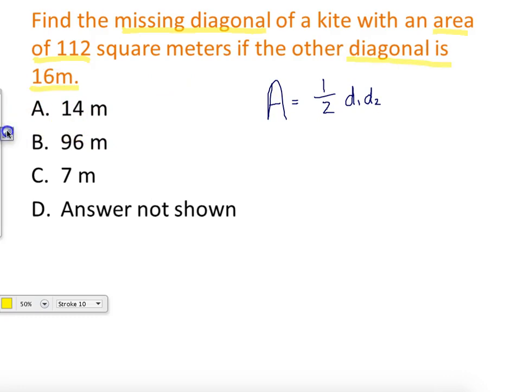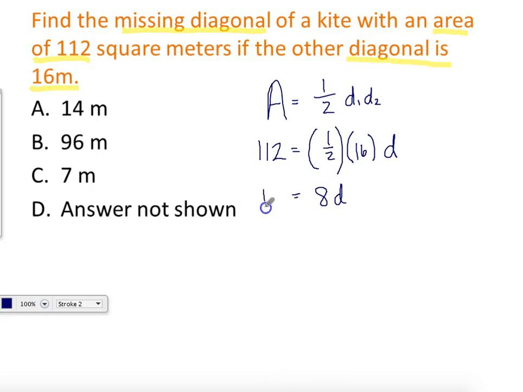Let's substitute our known values into our formula. That's why I always like to start with just writing down the area of a kite. Now we have it written down, and it's easy to write in our given values. The area is 112. Then we take 1/2 times one of our diagonals, which is 16, and we don't know the other, so I'm just going to put D for the other diagonal. Let's do the math. 16 divided by 2 is 8. We're just cleaning up the right side of our equation.